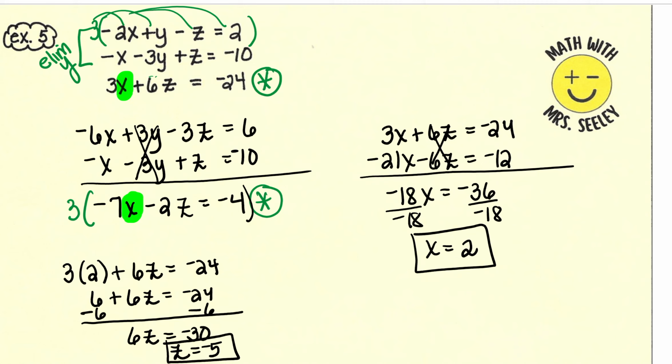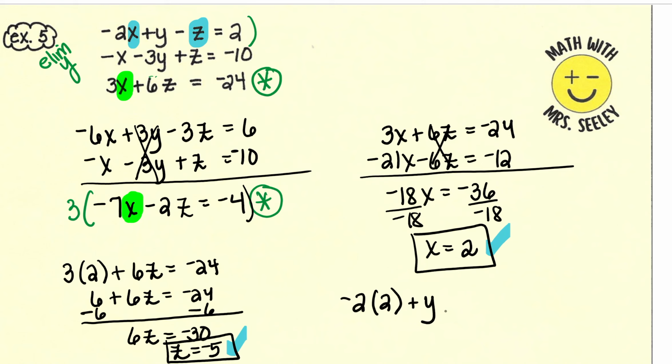Now, take the two answers that you have previously gotten, go back to any one of the originals that you want to. I think I'll go to the top one up here. So I will put a 2 in right there, put a negative 5 in right there, and that will allow me to solve for y. So going back up to that top, I'll say negative 2, but times x is 2, plus y, minus, be careful, a minus 5 is equal to 2. Those two negatives make a positive.